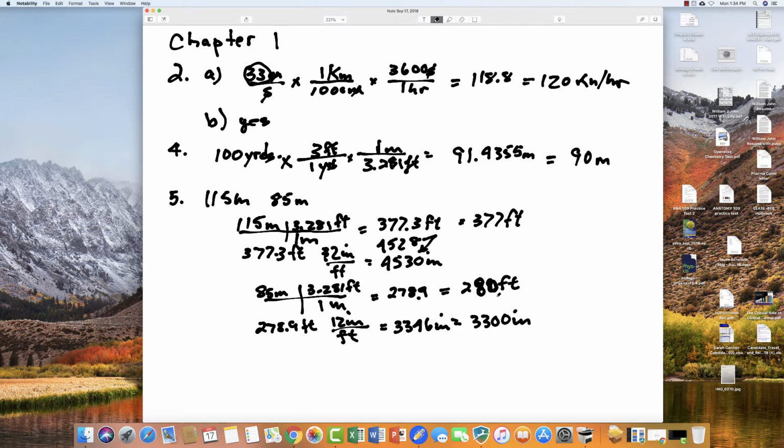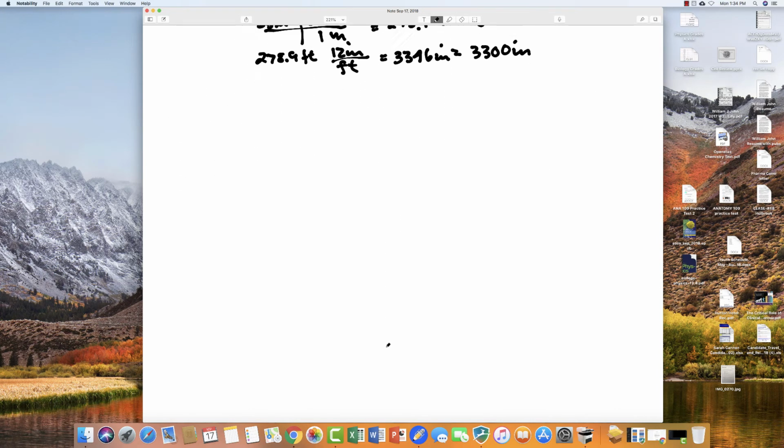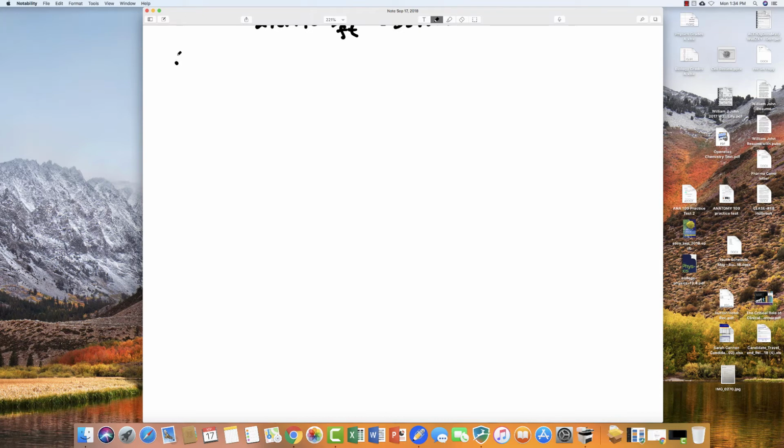So that's number 5. Now we skip down to number 12. Number 12 says a good quality tape measure can be off by approximately 0.5 centimeters over a distance of 20 meters. What is the percentage of uncertainty? First of all, let me roll this up so we have some new paper here. And we're doing number 12.